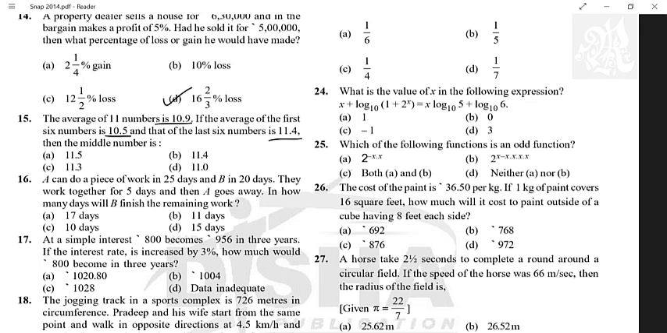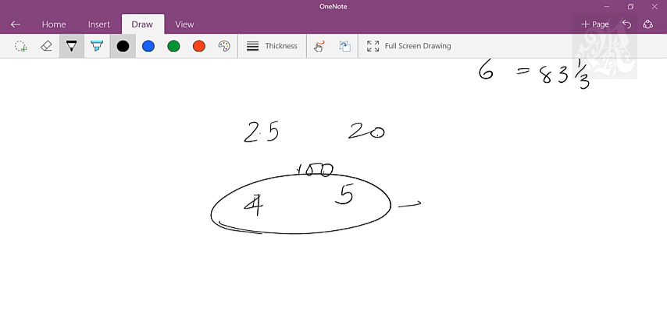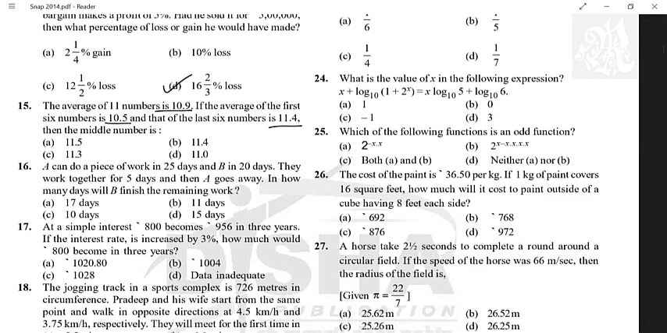25 days and 20 days, they work for 5 days and A goes away. So one of them is 25 days, another is 20 days, and the LCM is 100. So this is going to be 4 and this is going to be 5, and they work together. Together they can do 9. They work together for 5 days, so it's going to be 45 units done. Left with 55 units, and B is to be doing this work. B does 5 a day, which means B can finish that work in 11 days more. So the answer in that case will be 11 days.